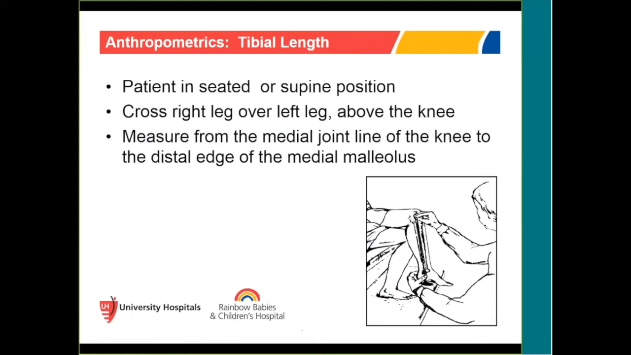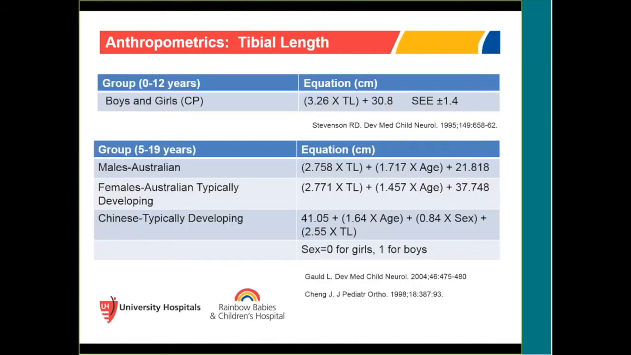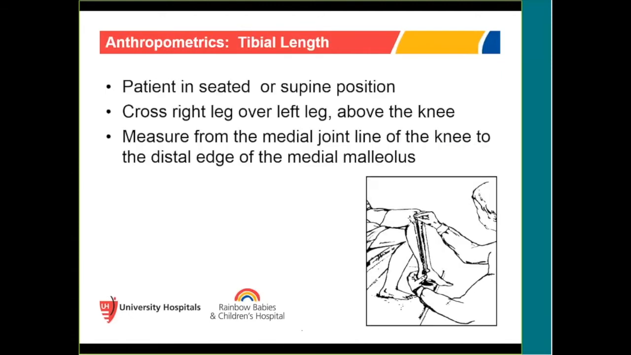The next measurement that we'll talk about is tibial length. And with tibial length, you can use a flexible tape measure, so it does not require using calipers. And for tibial length, ideally, you'd like the patient in a seated position. You can do this with them lying down. You want to measure the inside of the leg, and so ideally, you would cross that right leg over the left, right above the knee, and you would measure from the medial joint line of the knee to the distal edge of the medial malleolus.